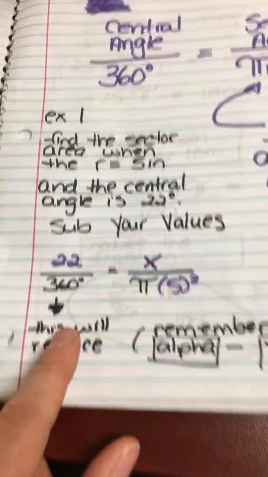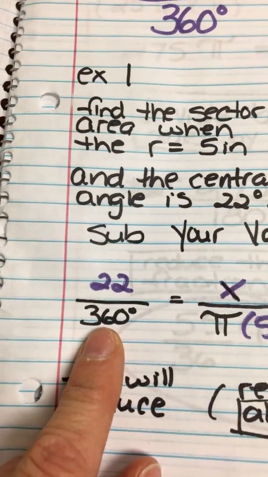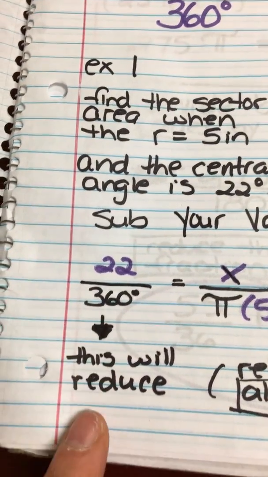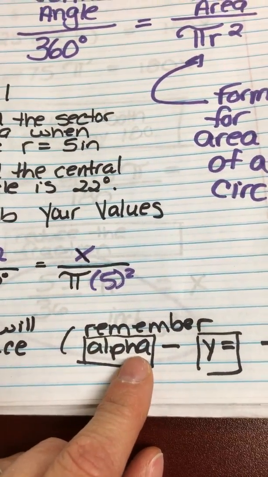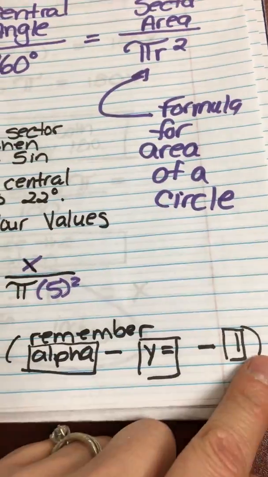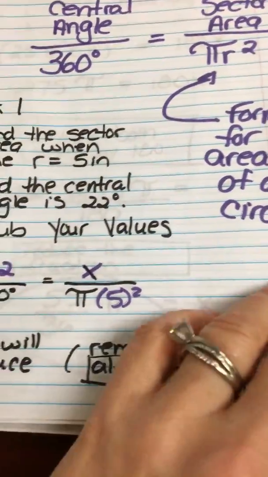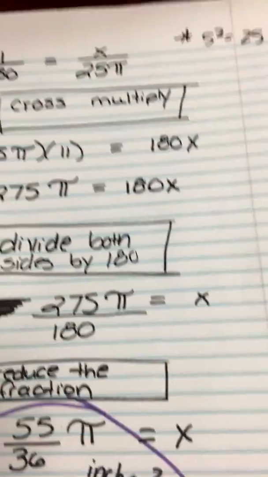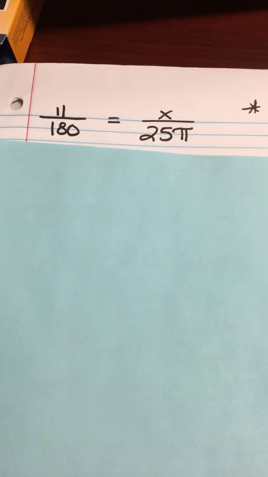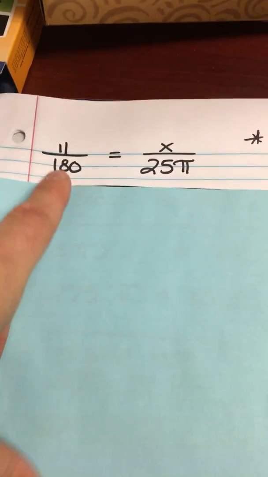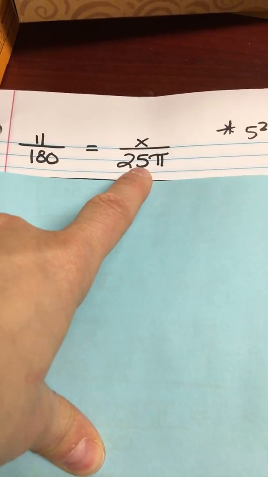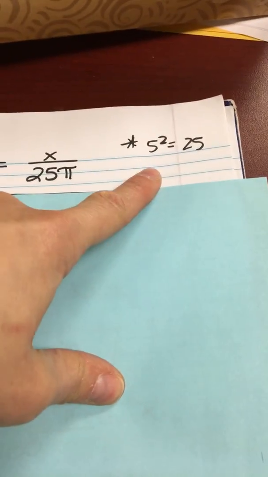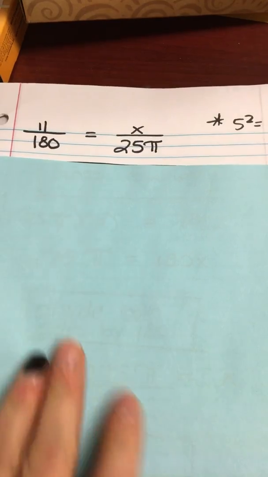Now, as a reminder, we can reduce this 22 over 360, okay? So going into your calculator, remember to hit alpha, then y equals, and then the number 1. And then when you reduce it, it comes out to be 11 over 180. And then it's going to equal x over 5 squared. Remember, 5 squared is 25. So then we'll cross multiply.